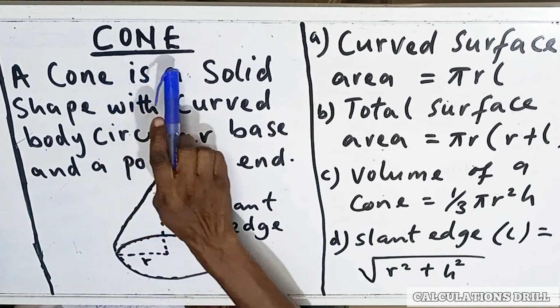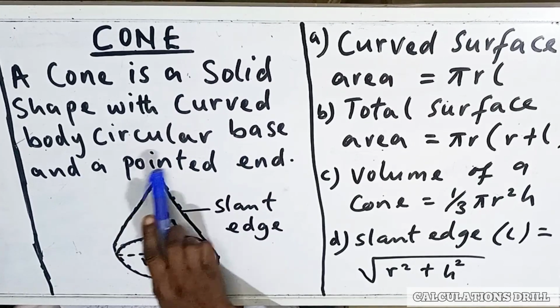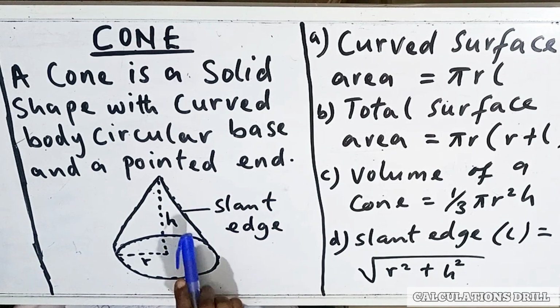Cone, that is what we are going to consider. A cone is a solid shape with curved body, circular base, and a pointed end. As you can see in the diagram below, that is the shape of a cone.